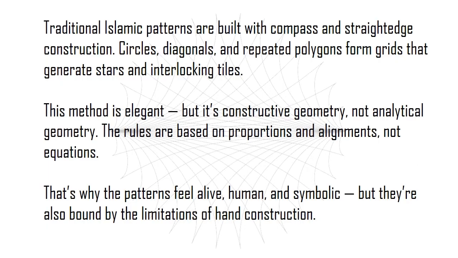Traditional Islamic patterns are built with compass and straightedge construction. Circles, diagonals, and repeated polygons form grids that generate stars and interlocking tiles. This method is elegant, but it's constructive geometry, not analytical geometry. The rules are based on proportions and alignments, not equations. That's why the patterns feel alive, human, and symbolic, but they're also bound by the limitations of hand construction.